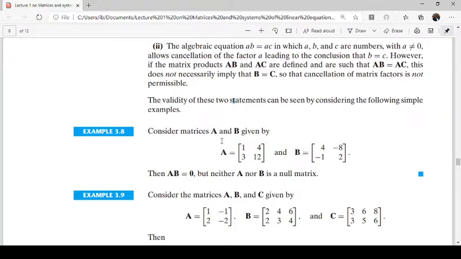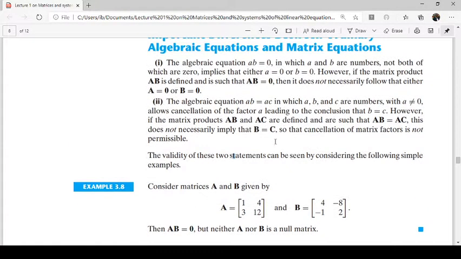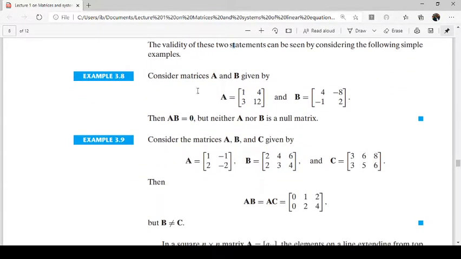Consider matrices A and B. You see the elements are not zero, but when you multiply A and B, AB is zero. Neither A nor B is a null matrix. That explains this. Now, come to example 2.